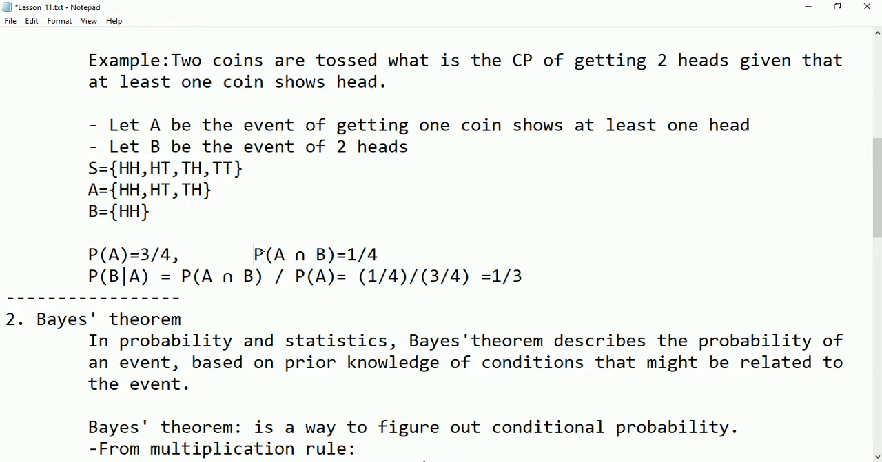What is the intersection of A and B? What is common between these two? We have only one, that is two heads. So 1 divided by 4. If we put it in this formula, probability of B given A is equal to their intersection divided by this. So intersection is 1 by 4 divided by 3 by 4, and that is equal to 1 by 3.